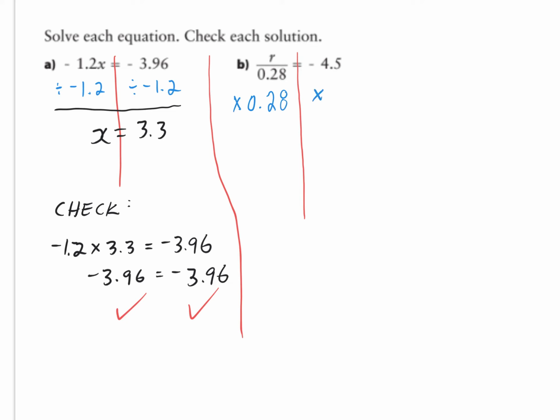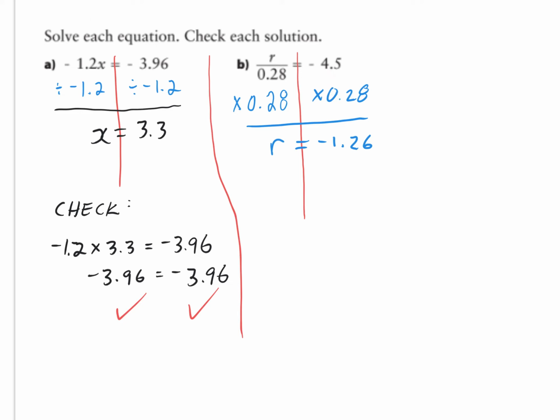0.28. So negative 4.5 times by 0.28. On the left-hand side, we've gotten rid of the 0.28. All we have is our variable, r, equals, and then on your calculator, punch in negative 4.5 times 0.28, and that will give us negative 1.26. And the reason it's negative is because we have a negative times a positive, and when the signs are different, our answer is negative.